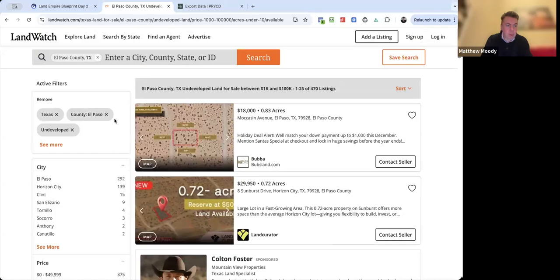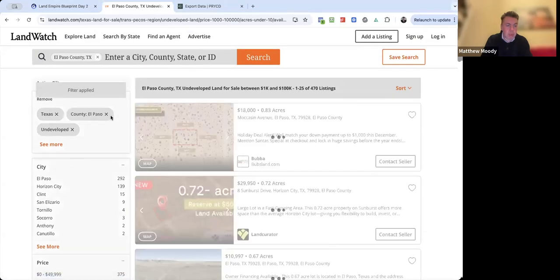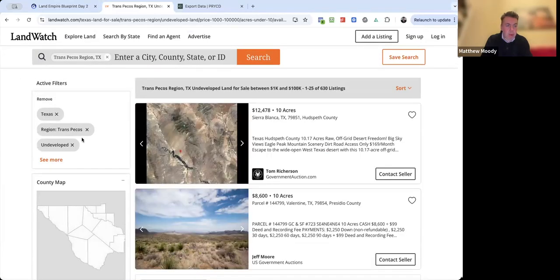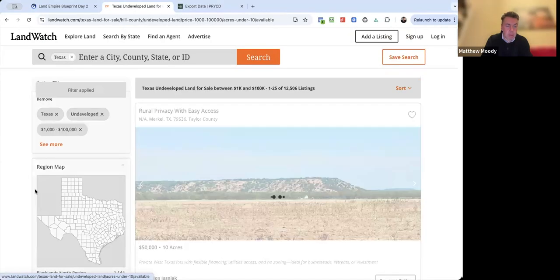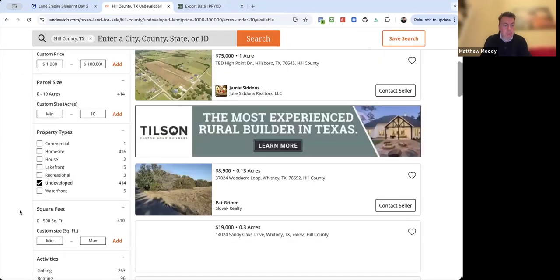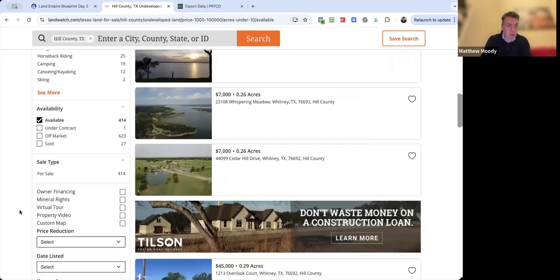So what we could do then is just click off El Paso at the top. It'll bring everything back up again. And then we'll go down to Hill County and do the same thing. So Hill County, we'll bring it up and we'll show that we've got 414 available. Now this has got 27 and 1, so it's had 28 sold, but it's got 414 available, which is a 6.7% sell-through rate. So that is pretty low.